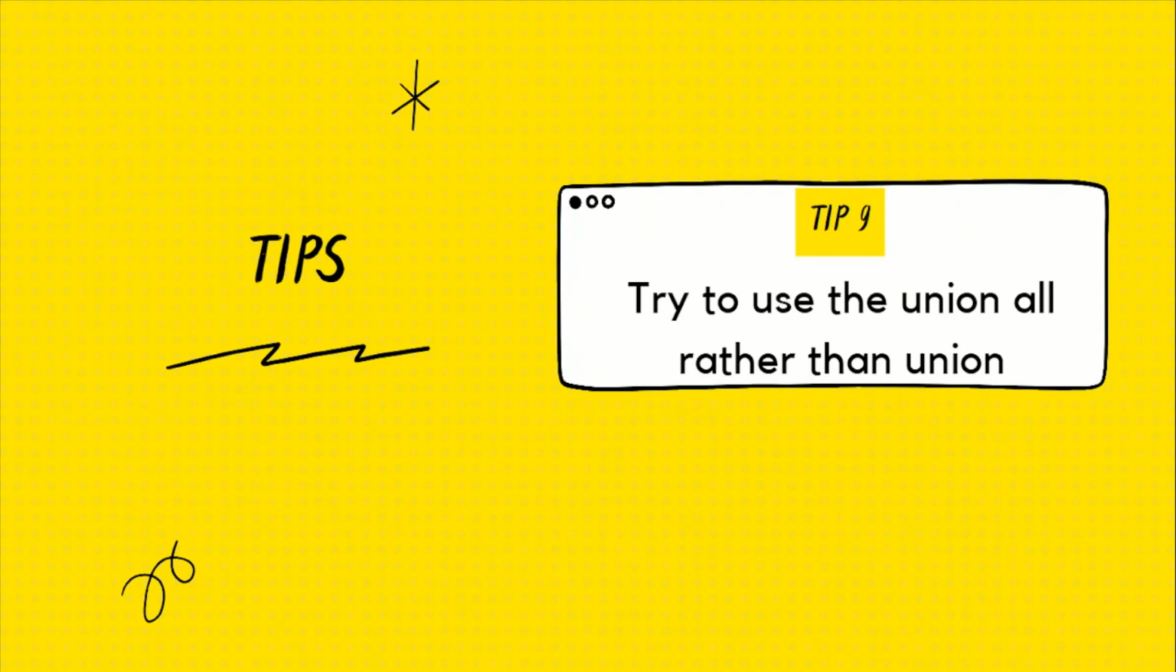Tip number 9 is to use UNION ALL rather than UNION. The difference between UNION and UNION ALL is that UNION ALL gets all the data from both result sets, but UNION eliminates the duplicate rows. So UNION takes some more time than UNION ALL to retrieve the data. So always try to use UNION ALL rather than UNION.